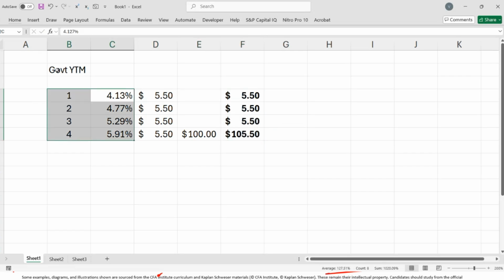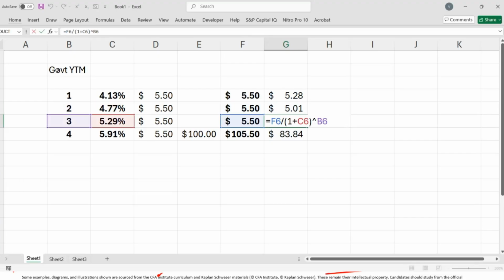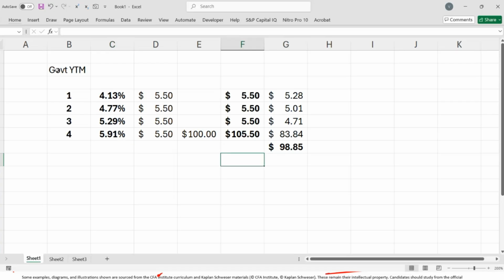And these cash flows should be discounted using these rates and time. So I'm going to say 5.5 divided by 1 plus this rate raised to the power 1, different rate raised to the power 2, different rate raised to the power 3, different rate raised to the power 4. And my price of the bond is 98.85. That is the government bond's price. And now if I have the government bond price, I think the YTM should be fairly easy. We can simply say the government bond is a 4-year bond.